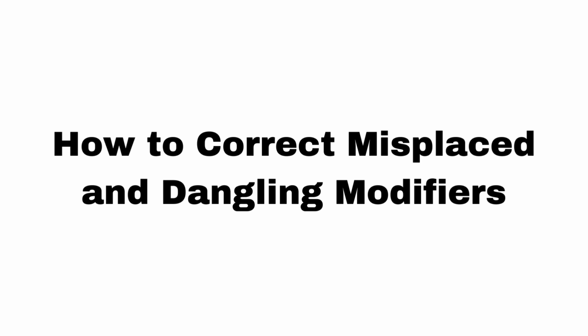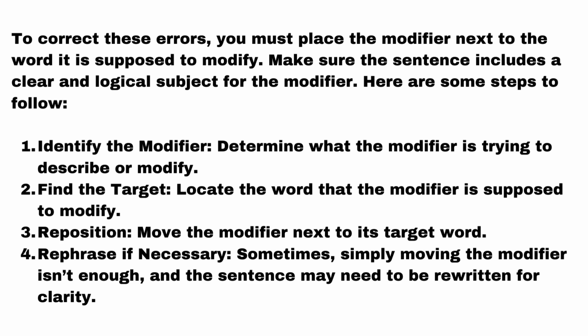How to correct misplaced and dangling modifiers. To correct these errors, you must place the modifier next to the word it is supposed to modify. Make sure the sentence includes a clear and logical subject for the modifier. Here are some steps to follow.